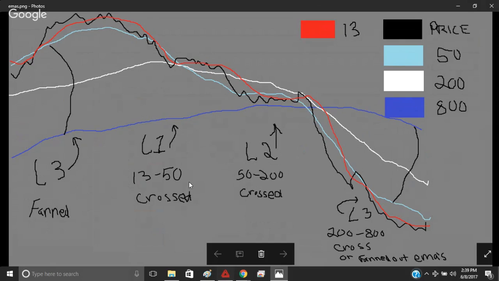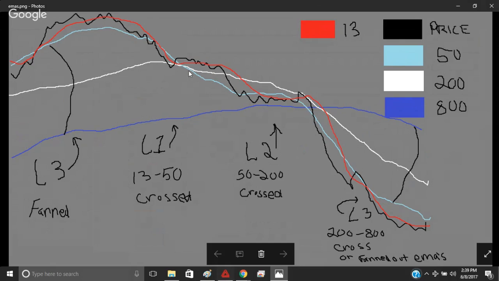You know you're in level 1 when the 50 and the 13 cross over. This is on the H1 chart, by the way. You're going to look for the trend on the H1 chart. You're going to look for the weekly cycle on the H1 chart. I can't say that enough. So with that being said, you're always going to go to the H1 chart and see what the EMAs look like.